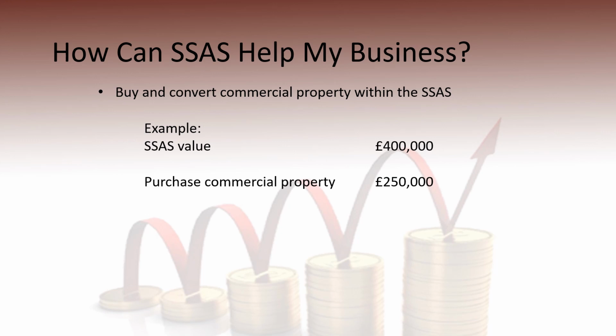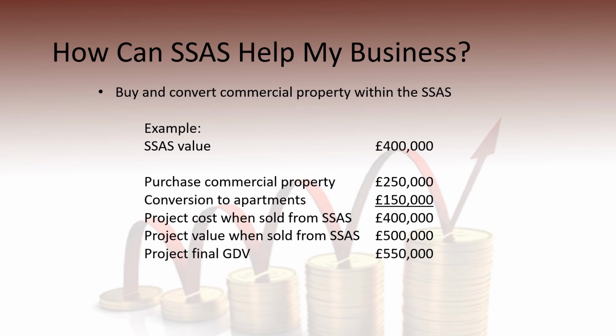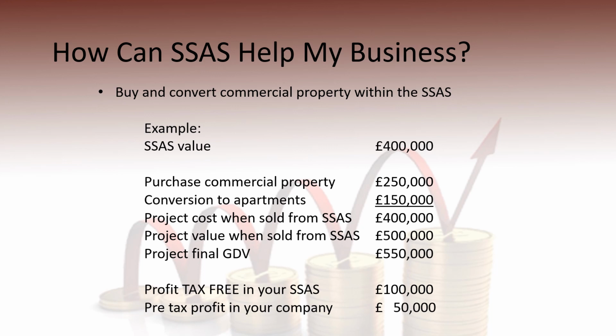In the example, we'll use the 400,000. You're not limited by the 50% loan back rules because you're buying it within the SSAS, so you can use the full fund. In this example, we're going to buy a commercial property for 250,000. We're going to convert it to apartments for 150,000. These are figures that I've just made up, examples just to give you a flavour. So the project cost, when you move it from the SSAS before it officially becomes residential, will be 400,000. But when it's sold from the SSAS, you've added value. So it might be a 500,000 RICS valuation. So you've made £100,000 within the SSAS, and the final GDV might be 550,000. So what you've done there is you've created a tax-free profit in the SSAS of 100,000 and a pre-tax profit of 50,000 within your company. Just gives you a flavour of what's possible.